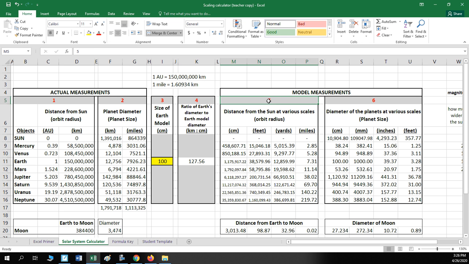So table 5, this is the distance from the sun at the various scales. That information is given in several different formats. You can get it in centimeters, feet, yards, and miles. And then table 6 is the size of the planets in different formats.